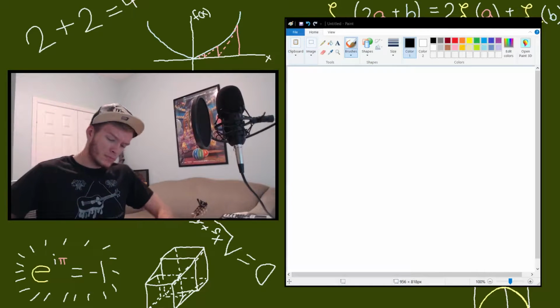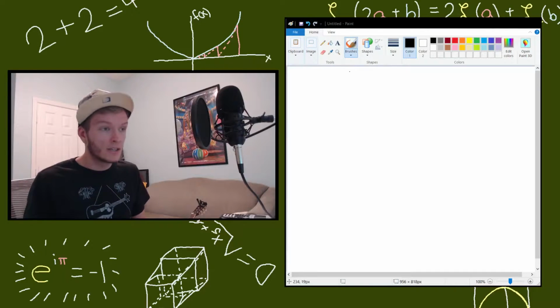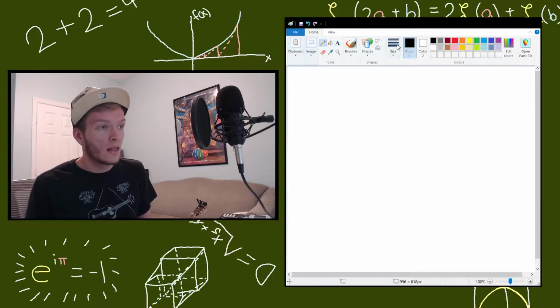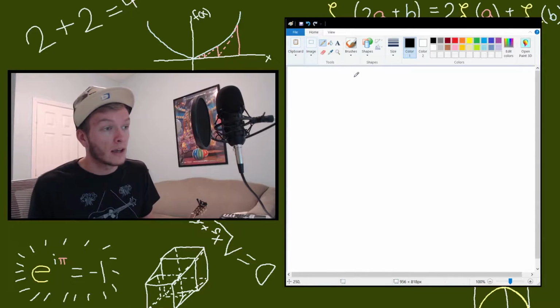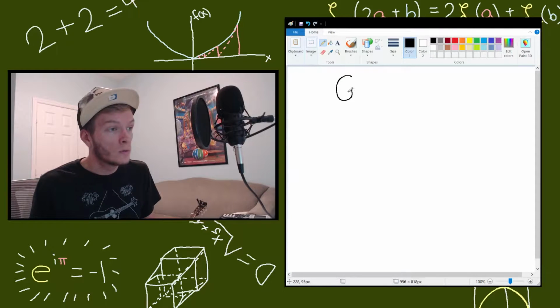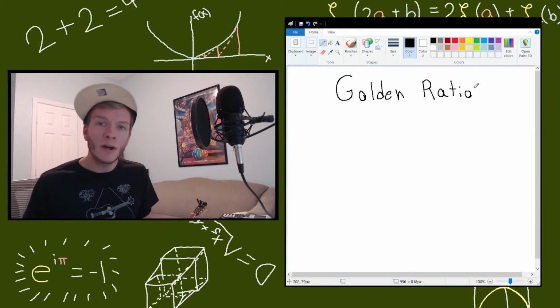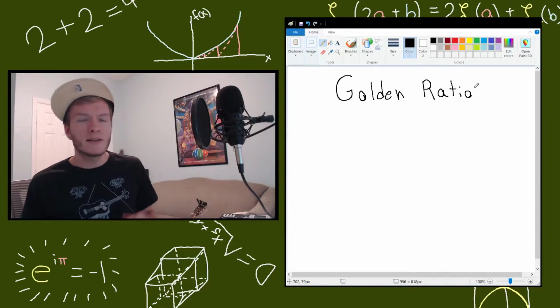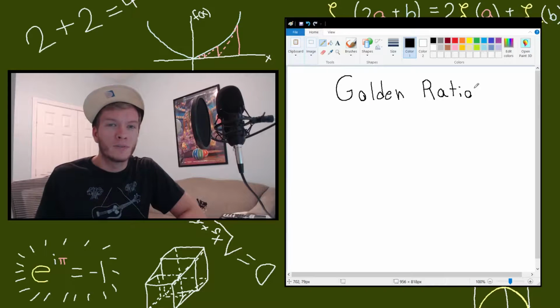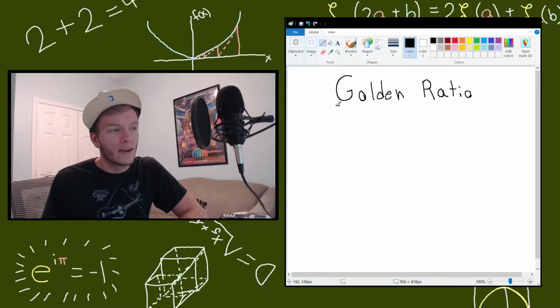So, today's topic is going to be, I'm going to pick a slightly larger pen size, the golden ratio. And this is probably something that you heard about in your algebra classes. It's not something that's emphasized too much just because it just kind of happens, and you don't necessarily need to derive it or anything, but I'll explain it.